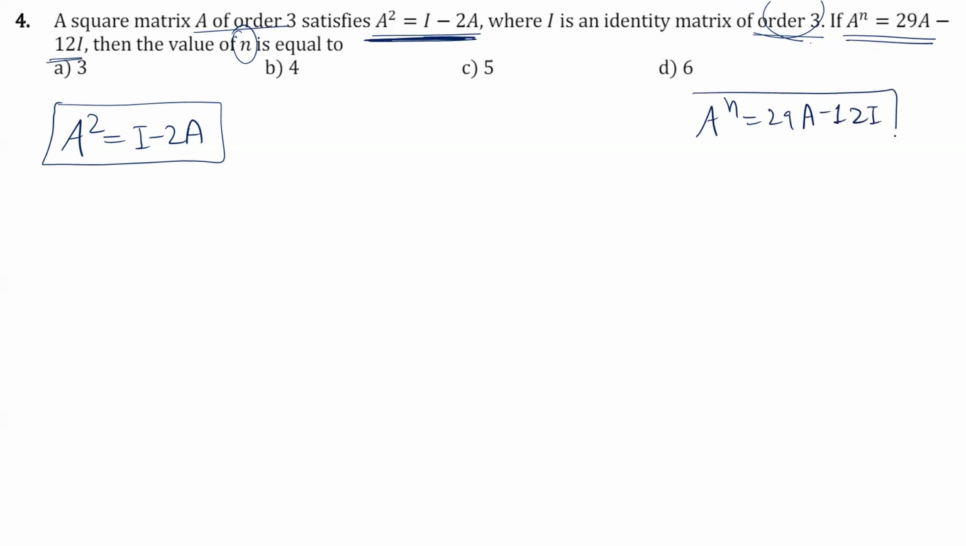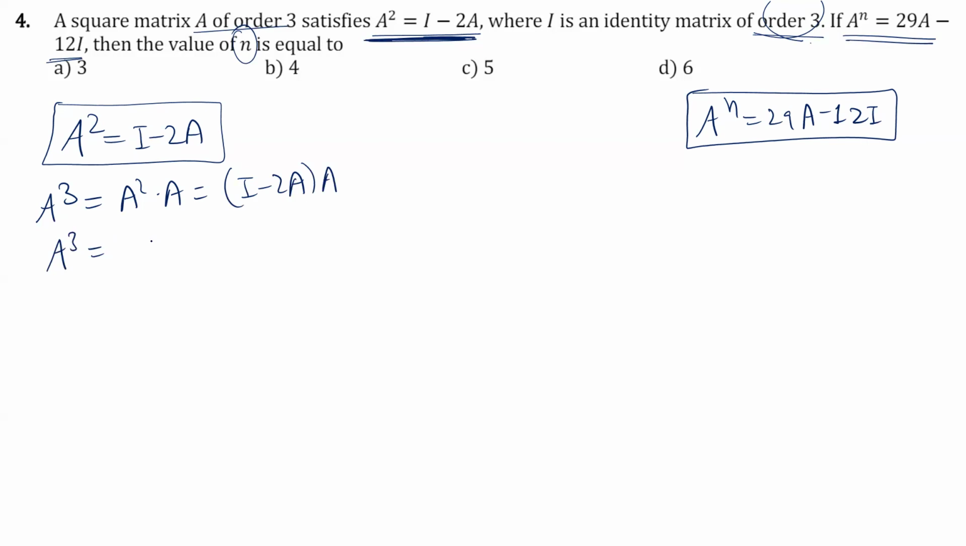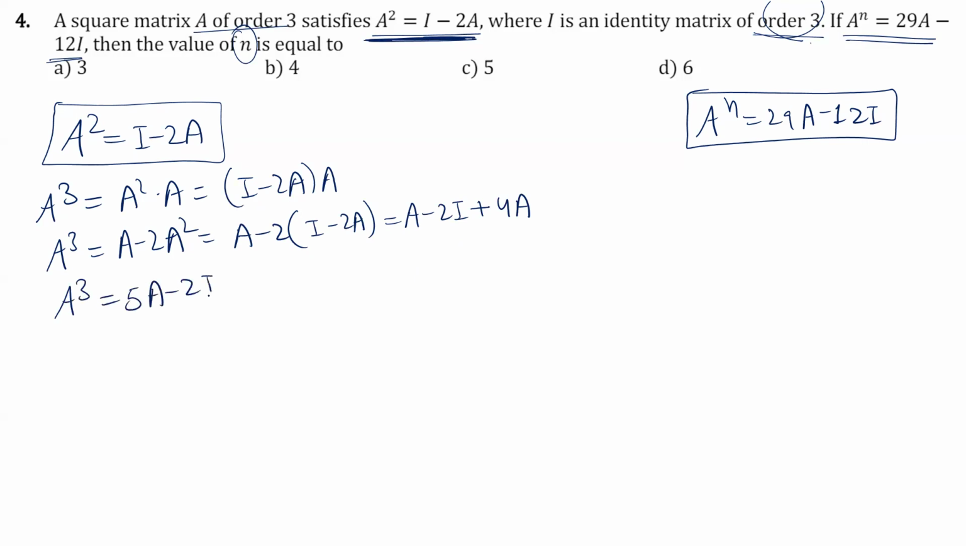So in this type of question, what you have to do is just find A power 3. Okay, so that will be A square into A. That means (I minus 2A) into A. So A power 3 will be, if you multiply A, so this will become A minus 2A square. A minus 2. A square is again I minus 2A. So this will become A minus 2I plus 4A. So this will become A power 3 equals 5A minus 2I.